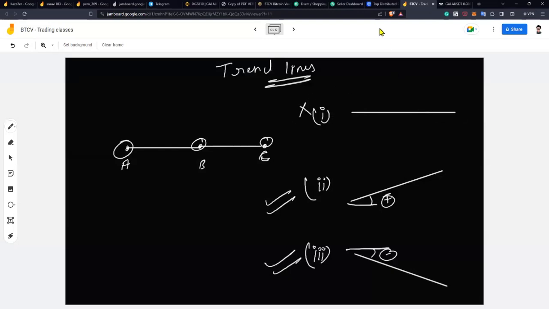Because a horizontal trend line basically means a support and resistance zone. So just draw a rectangle in that case. That will be much easier as compared to a trend line. But most of the time, you will be using these 2 trend lines, inclined at a positive angle and inclined at a negative angle. Okay, these 2 trend lines.